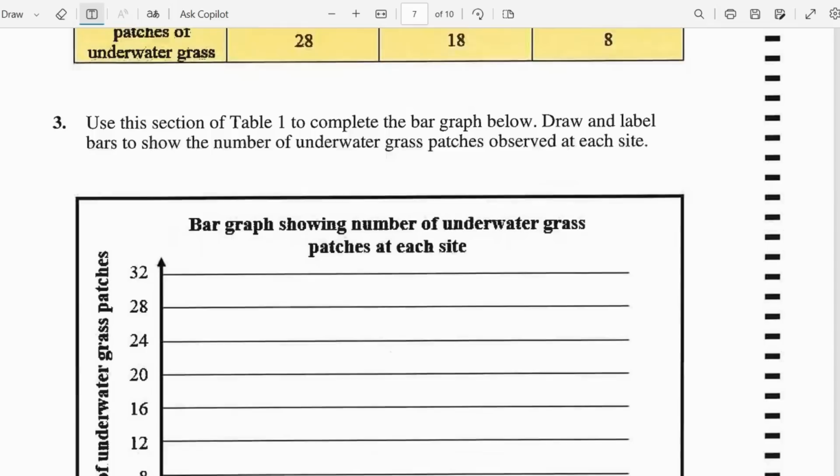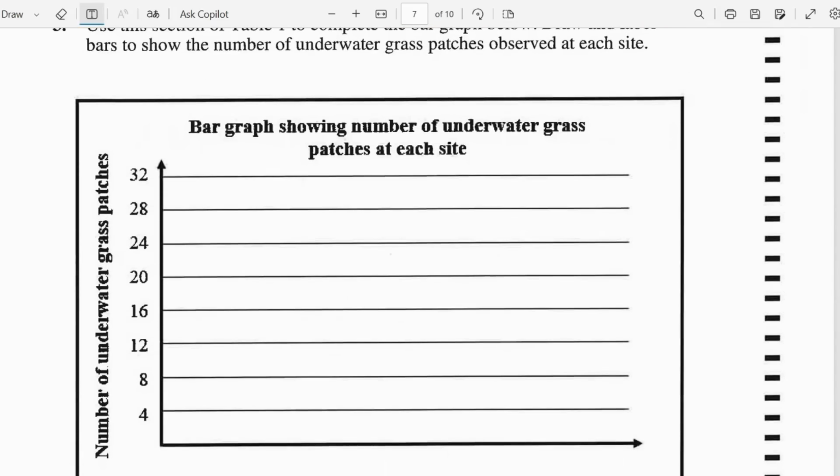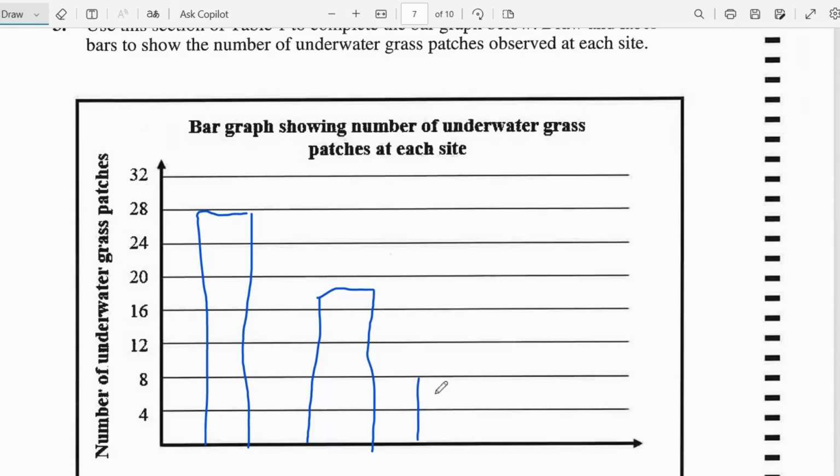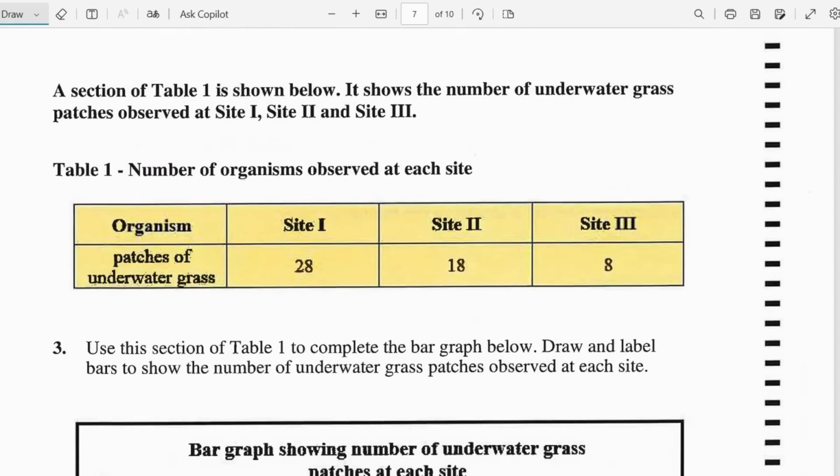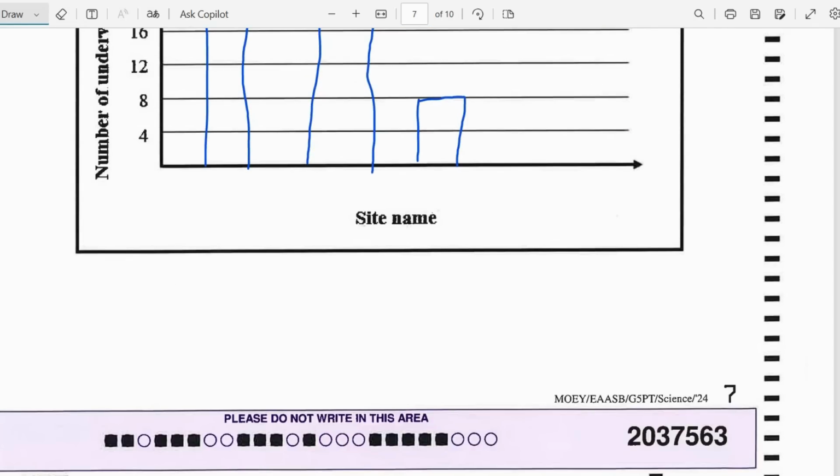You can say 28, then 18, and then 8. 28, it's not going to be drawn the neatest, but you'll get an idea of what should be done. 28, and then 18 is somewhere between 16 and 20. Don't have a ruler tool, I'm just drawing freehand. And this would have been 8. And then now we just label the sides. So site 1, site 2, site 3.